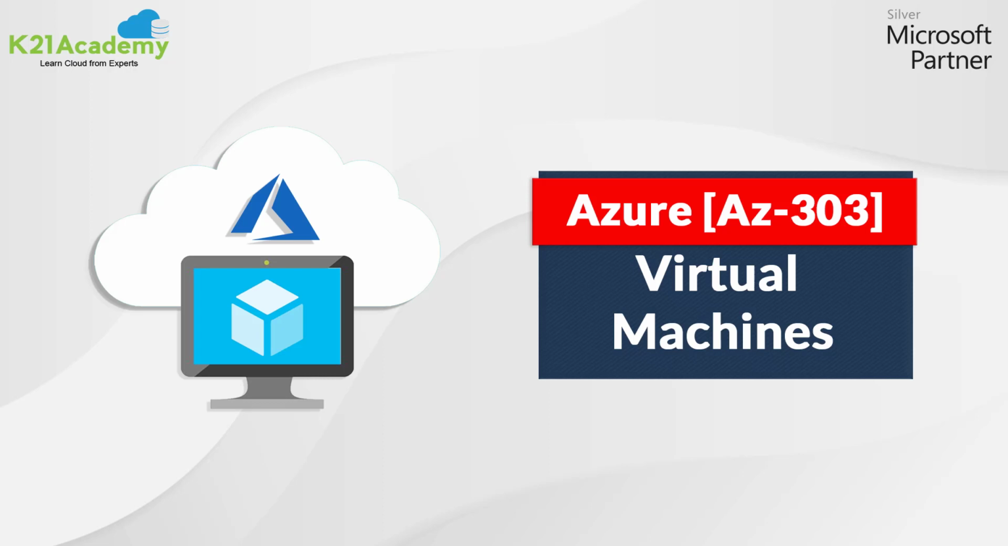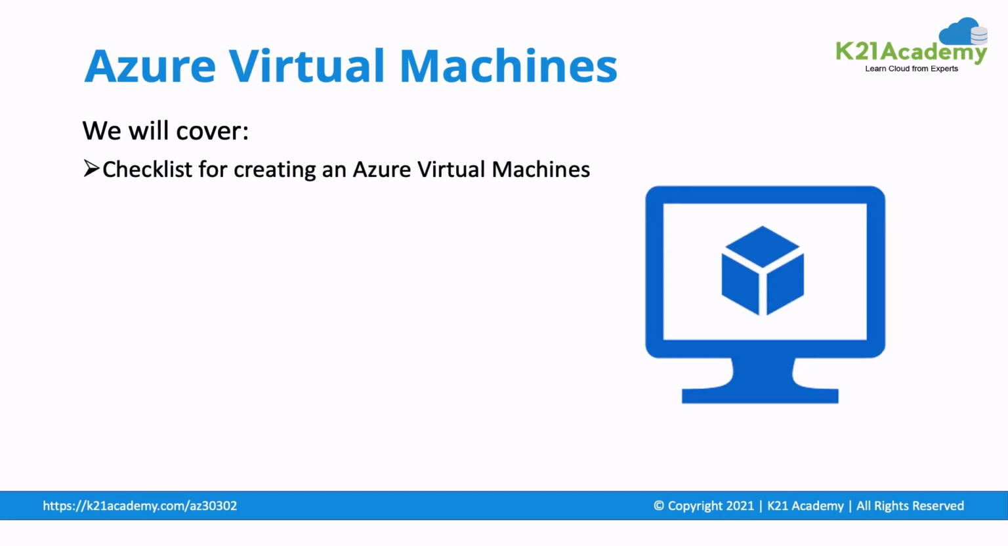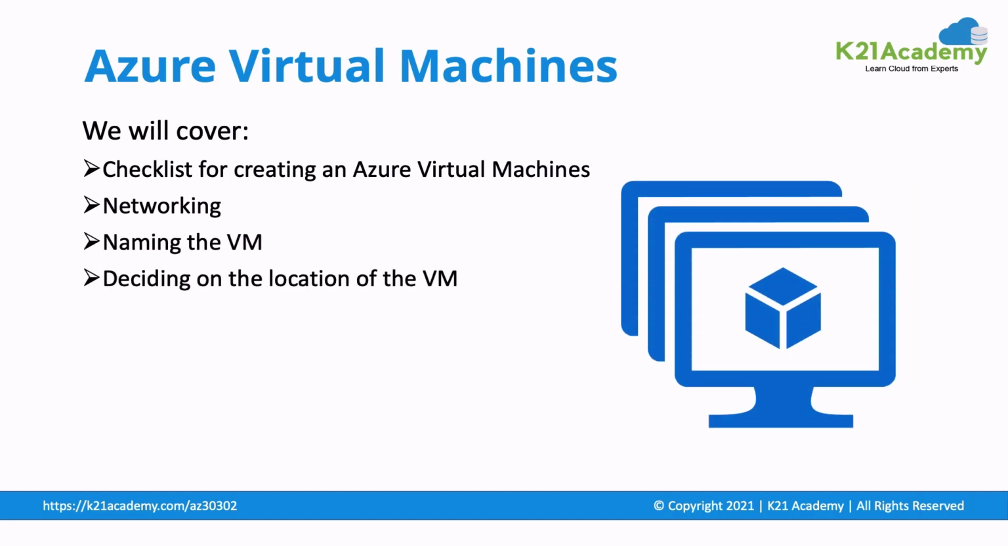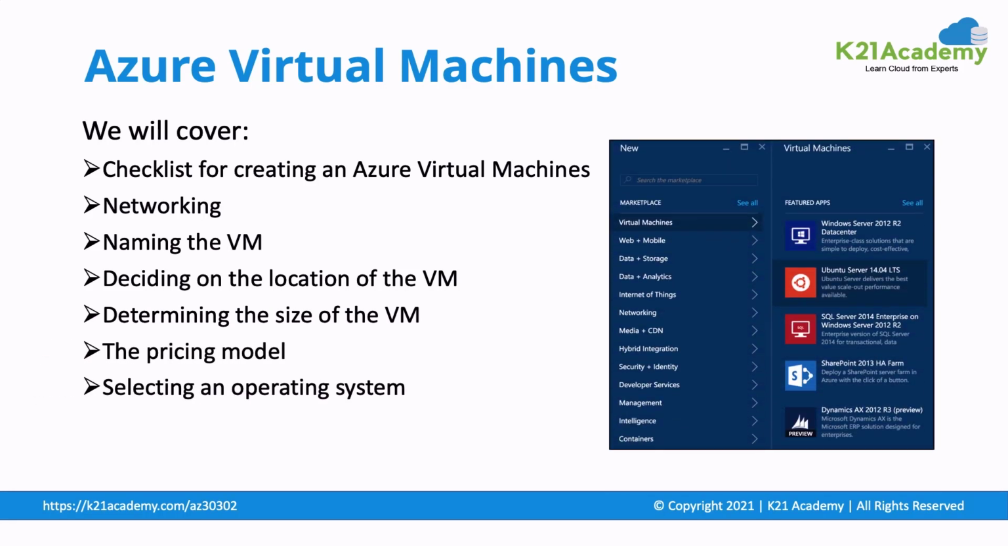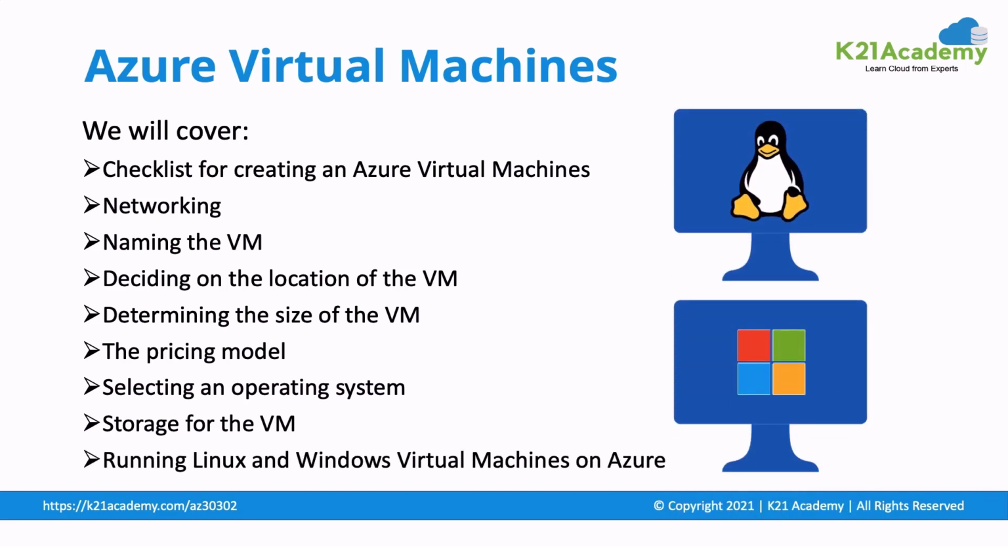Azure Virtual Machines is the Azure Infrastructure as a Service used to deploy persistent VMs with nearly any VM server workload that you want. Azure VMs are image service instances that provide on-demand and scalable computing resources with usage-based pricing. In this video, we will be covering the checklist for creating an Azure Virtual Machine, networking, naming the VM, deciding on the location of the VM, determining the size of the VM, the pricing model, selecting an operating system, storage for the VM, and running Linux and Windows virtual machines on Azure.